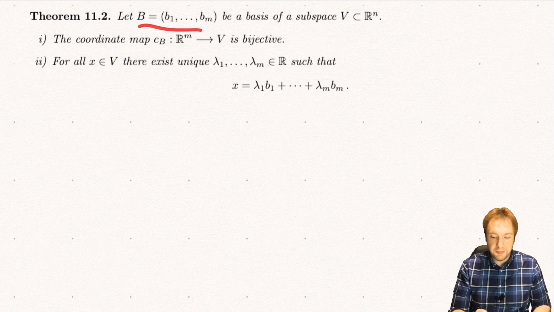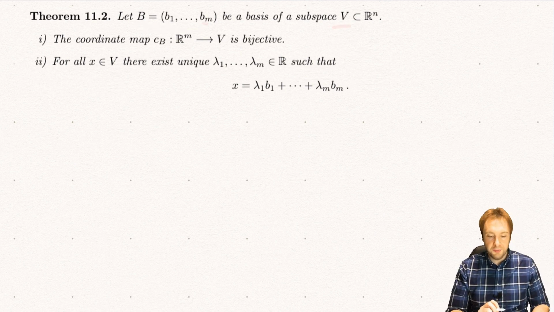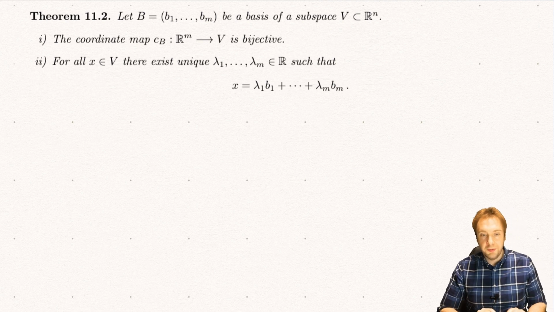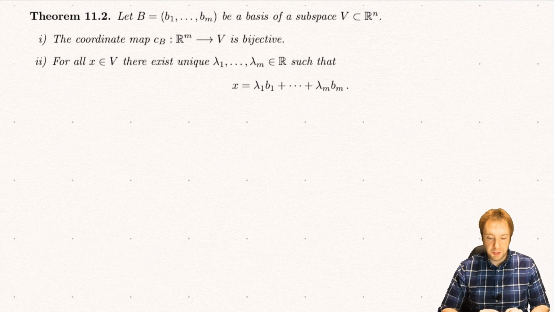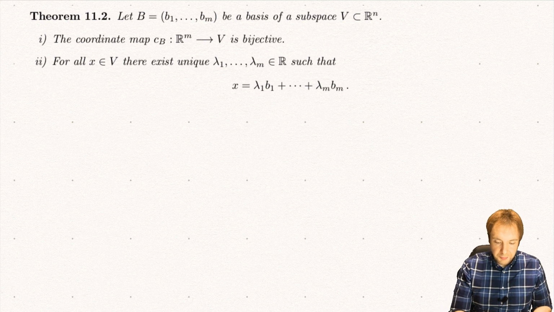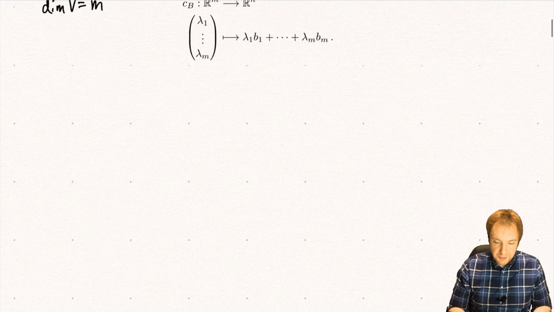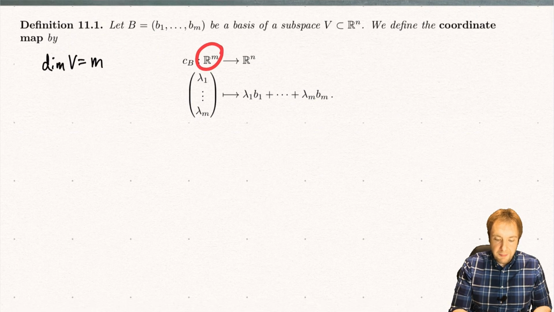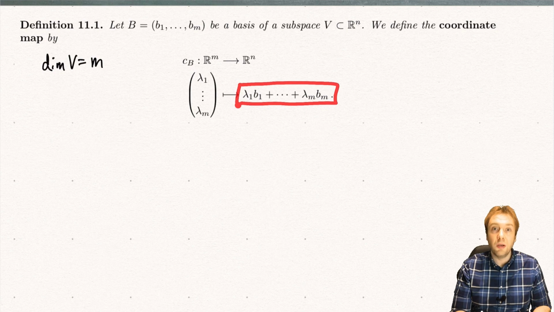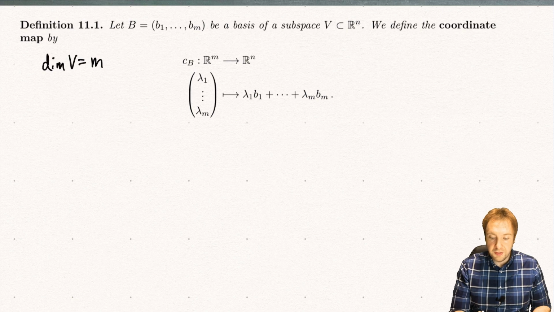And the first statement about this coordinate map is the following. Let B again be a basis of m elements of some subspace V. Then the first statement is that this coordinate map is bijective. But here we need to be a little bit careful. In the definition, CB is a map from Rm to Rn. Well, what is the image of this map? The image is given by all linear combinations of these vectors b1 up to bm. So the image is exactly the span of these vectors, and the span of these vectors is exactly V, because these vectors are a basis of the space V.